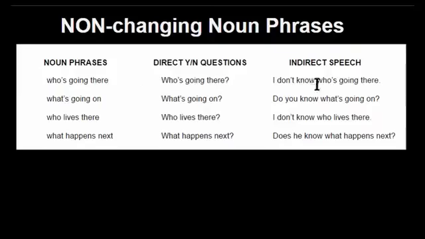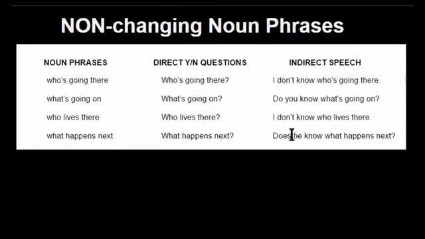There's no change in your noun phrase when you put it into indirect speech because it's a who is and what's. What's going on? Do you know what's going on? Again, we don't change the noun phrase. These are non-changing noun phrases.